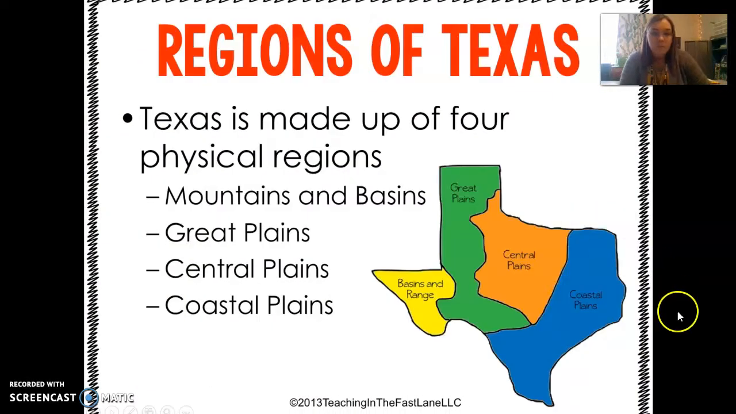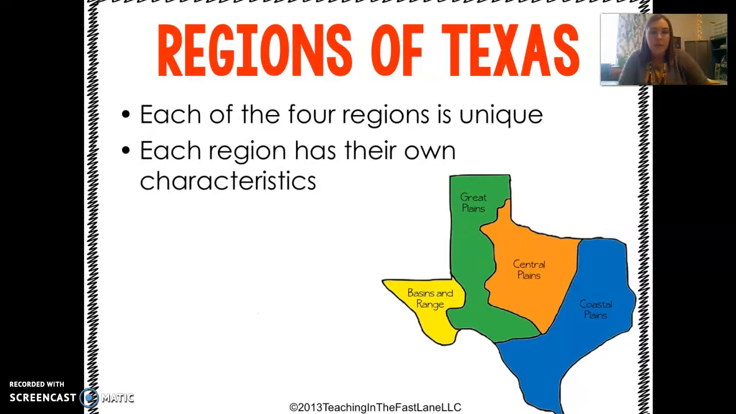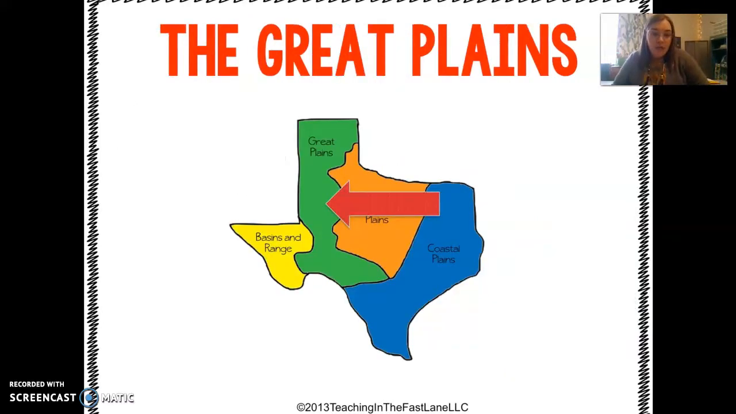Okay, so we talked about this. There are 4 regions: mountains and basins, Great Plains, the North Central Plains, and the coastal plains. Each of these 4 regions is unique, and each region has its own characteristics.